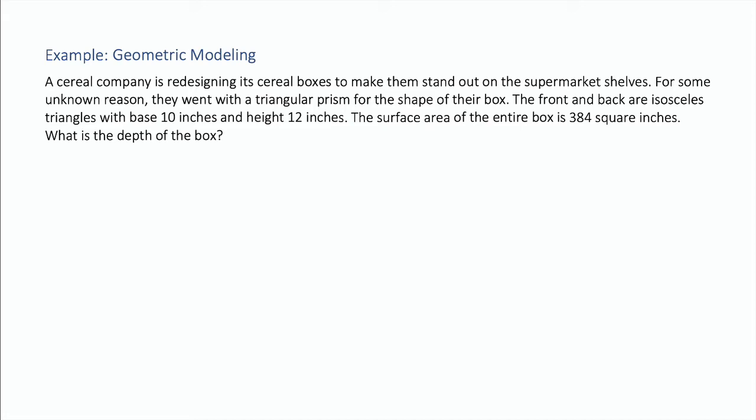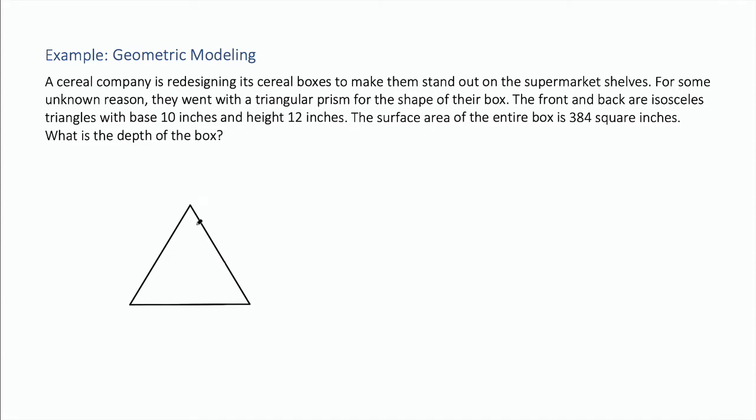There's a lot of information here. We're going to start by just drawing a picture. So we've got a box and it's a triangular prism. Now a prism just means you take a two-dimensional shape and then stretch it out in one direction. So we've got a triangle, and it says that they're isosceles triangles. Isosceles triangles are where we've got two sides that are equal in length.